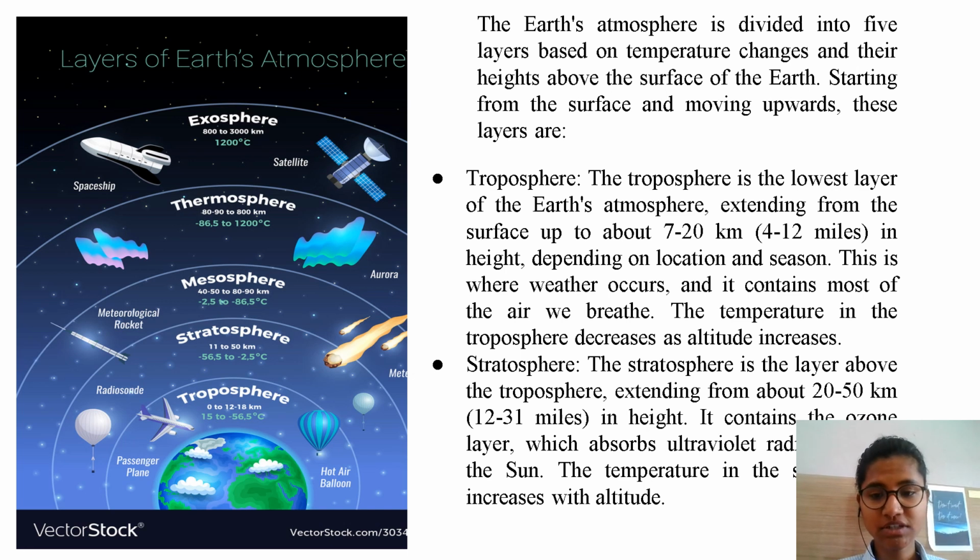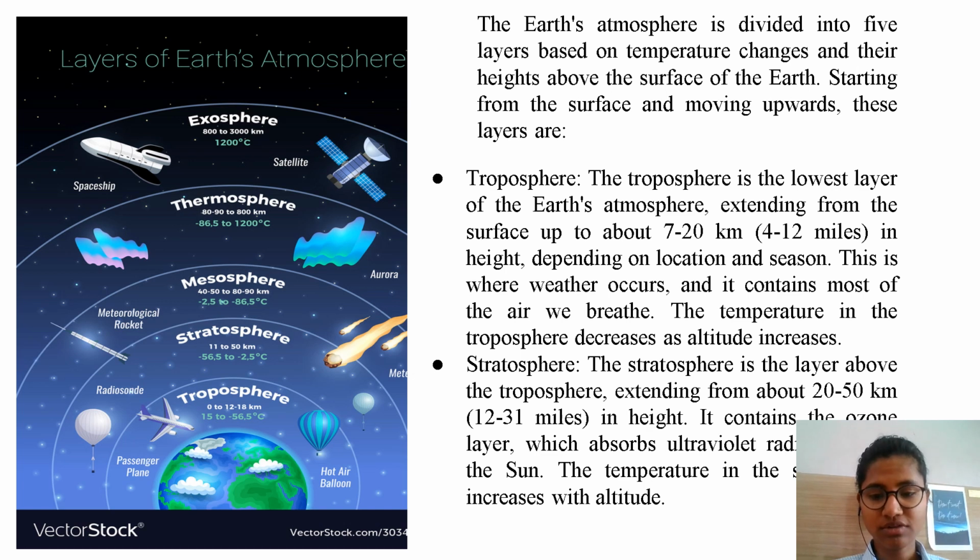The temperature of the troposphere decreases as altitude increases. So, in the troposphere, passenger planes can fly, and hot air balloons may also fly. After that, the stratosphere. The stratosphere is the layer above the troposphere, extending from about 20 to 50 kilometers, that is 12 to 31 miles in height.